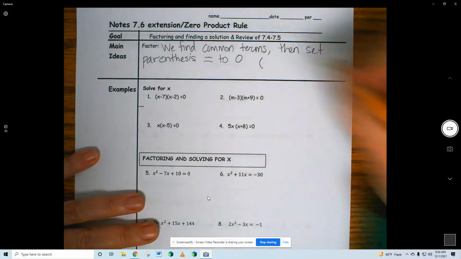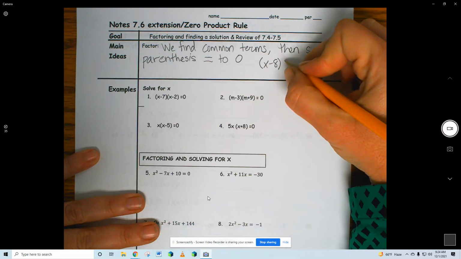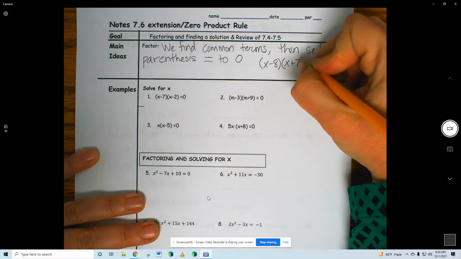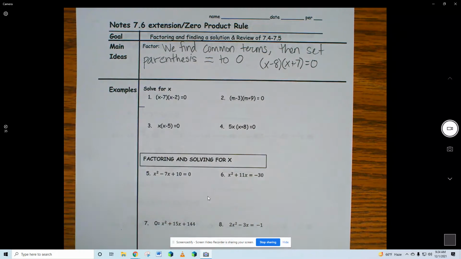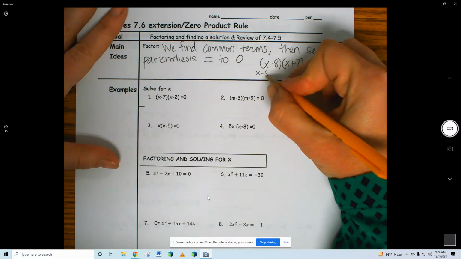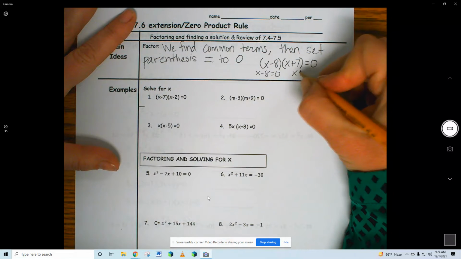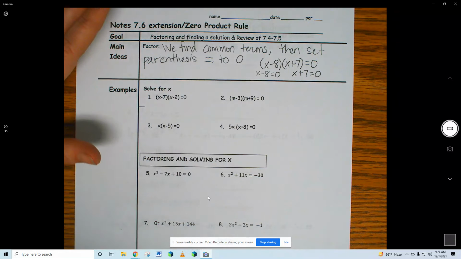So it'd be like the one I wrote on the board, x minus 8, x plus 7 equals 0. So each parentheses has to equal 0. X minus 8 equals 0. And then the x plus 7 equals 0. And you solve it.